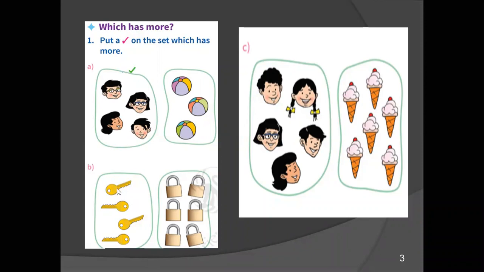See, like this. Okay. Same way, here, 1, 2, 3, 4. Here logs are 1, 2, 3, 4, 5, 6. So 6 logs are bigger than 4. So we will put a tick on this set. Okay. Next. 1, 2, 3, 4, 5. 5 faces are here. Here how many ice creams are there? 1, 2, 3, 4, 5, 6. Totally 6. Here only 5 faces in this set. In this 6 ice creams are there. So we have to tick this ice cream. Okay.